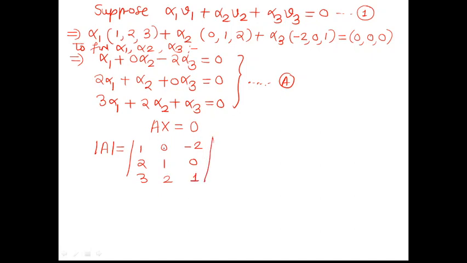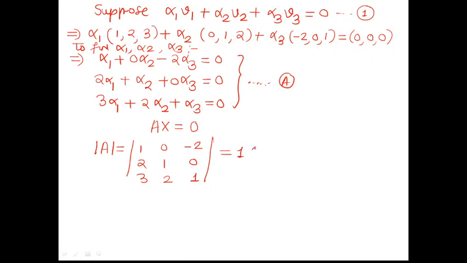So I have a coefficient matrix that is a square matrix. How will you check whether it's a square matrix or not? You can see here I have 3 equations and 3 variables, so it results in a coefficient matrix that is a square matrix. That's why we will find the determinant of A.